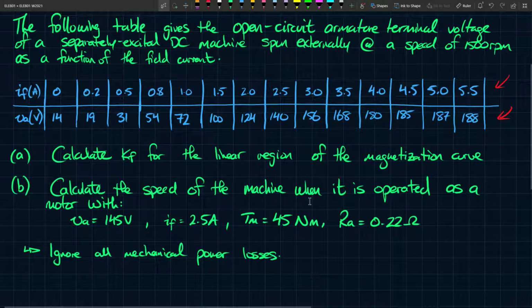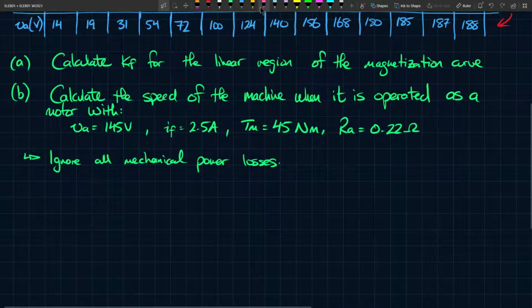And then it says to calculate the speed of the machine when it's operated as a motor with certain conditions. So the first thing we have to ask ourselves is, how do we determine the magnetization curve? Why don't we approach that part first?